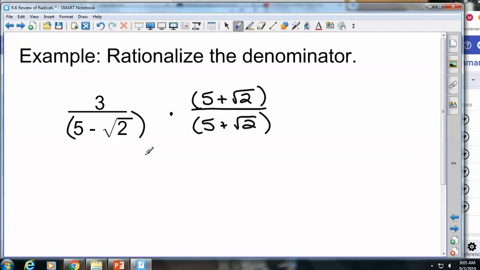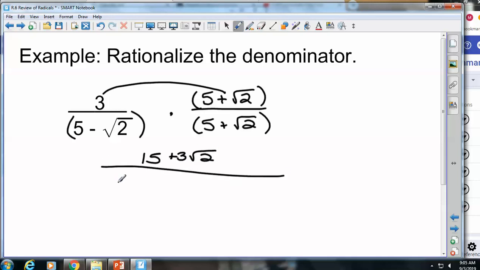So on the top, 3 times 5, 15. 3 times the square root of 2 is just 3 radical 2. What do you need to do on the bottom? FOIL. 5 times 5 would be 25. 5 times the square root of 2 is 5 square root of 2. Negative radical 2 times 5 is negative 5 radical 2.